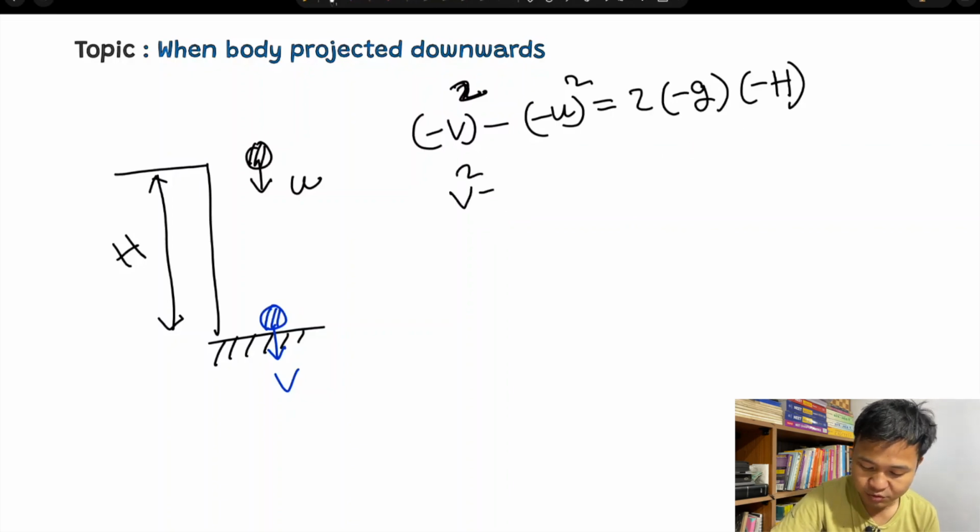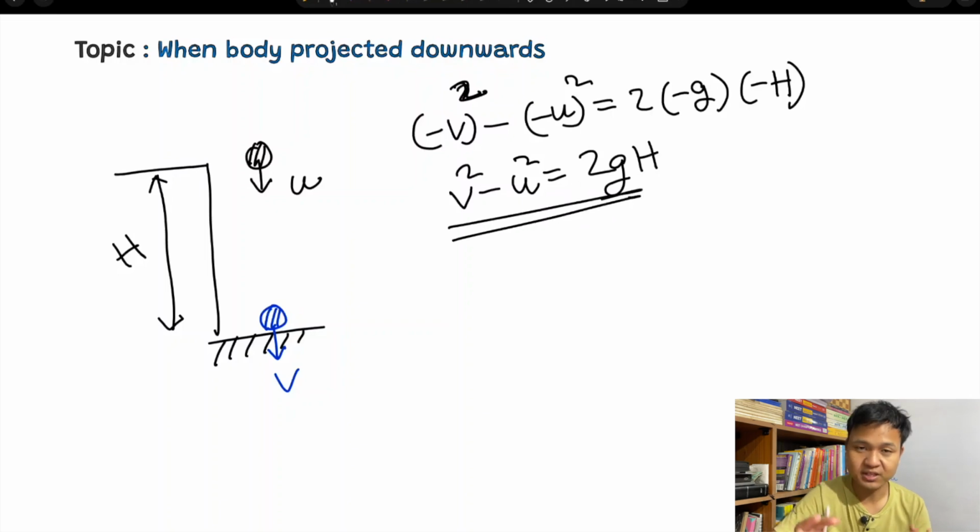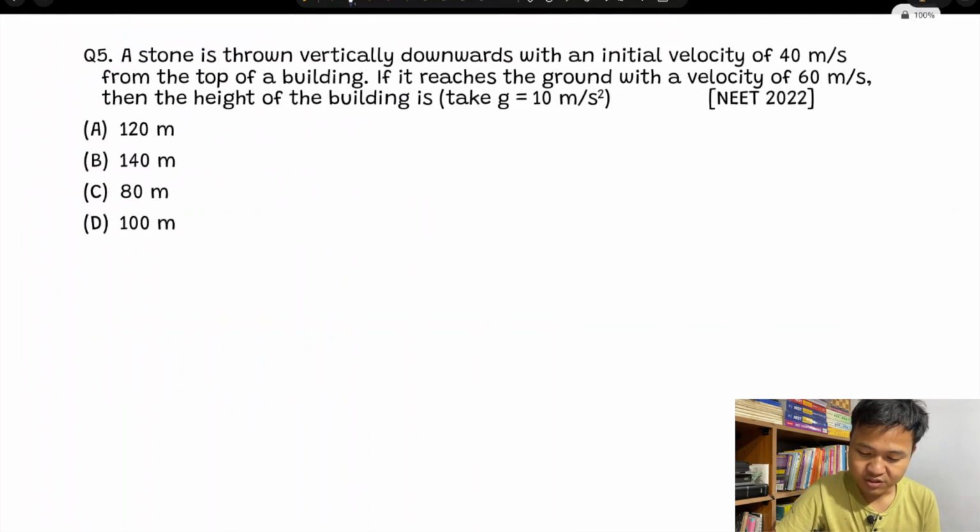So how much do you have? v square minus u square equals twice zh. This is the formula you have to apply. So let's solve questions. First question, NEET 2022.